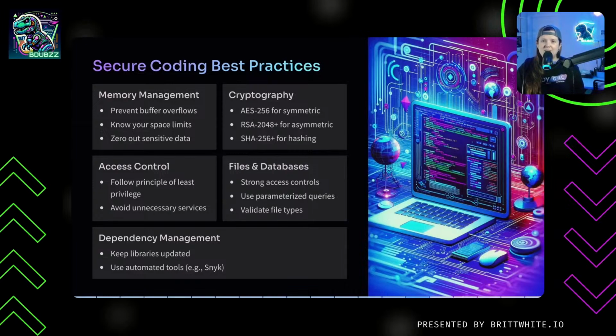For your cryptography, you need to implement modern encryption both in transit and at rest. You should be using at least AES 256 for symmetric encryption, RSA 2048 or better for asymmetric, and SHA 256 or better for hashing. Access control follows the principle of least privilege. Only give access to what's absolutely necessary, nothing more, and avoid running any unnecessary services.